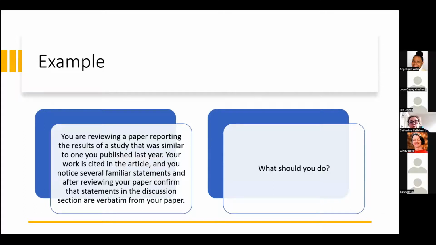So for example, if you review a paper that's reporting the results of a study that was similar to one that you published last year, and you notice several very familiar statements, and after reviewing your previously published paper, find that the statements in the discussion are verbatim from your paper, what should you do? Should you go tell your colleague about this? Should you write it in the confidential comments to the editor, or something else? Okay, so you would want to include this in the confidential comments to the editor with specific examples and not discuss it with anyone else to maintain that confidentiality.